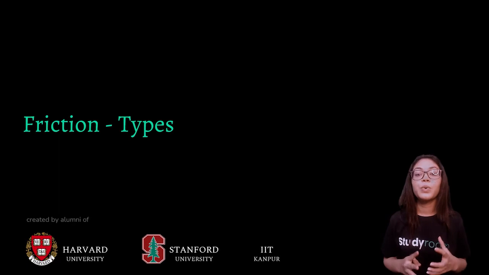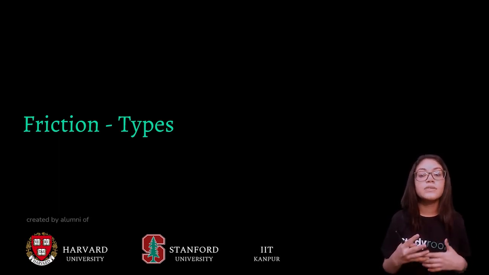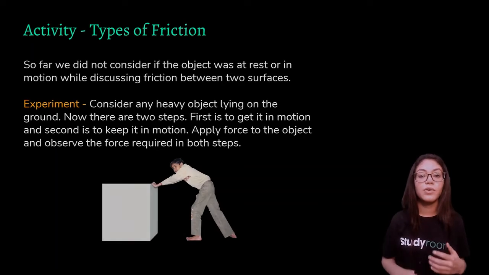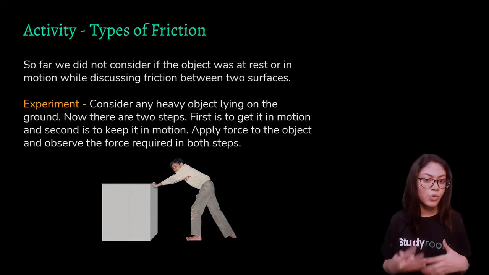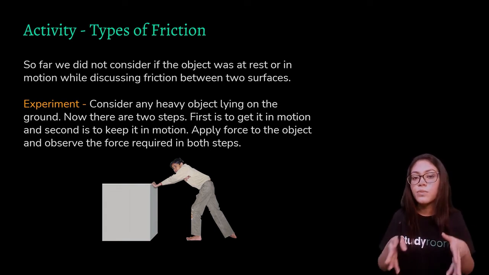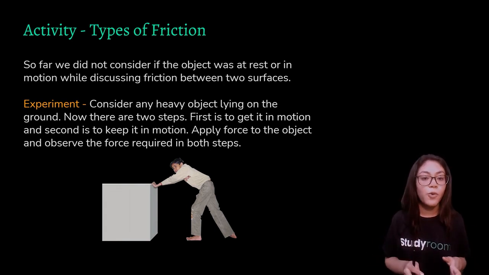Now we are going to have a look at the types of friction. There are certain types of friction. Let's have a look at this activity. In all the examples and activities which we saw in the earlier slides, we were not considering whether the object was at rest or in motion. So now let's perform this experiment.